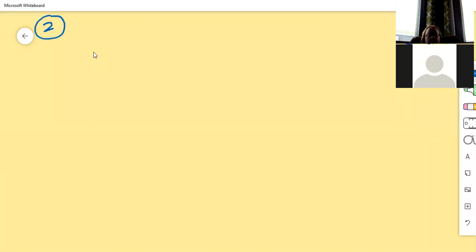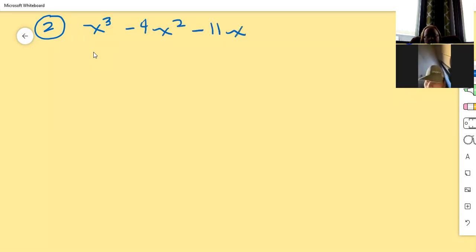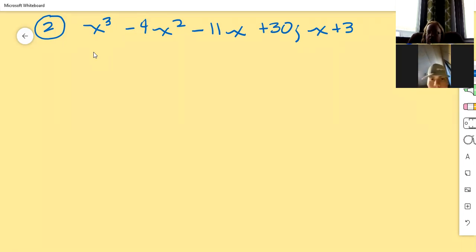Okay. So number 2, x cubed minus 4x squared minus 11x plus 30. It'd be x equals -4, which you'd put -4 in the synthetic division. But it says x plus 3 is your factor. For number 2? That's what I have. Oh, I read the wrong one. Shoot. Okay, we'll work through it together though.